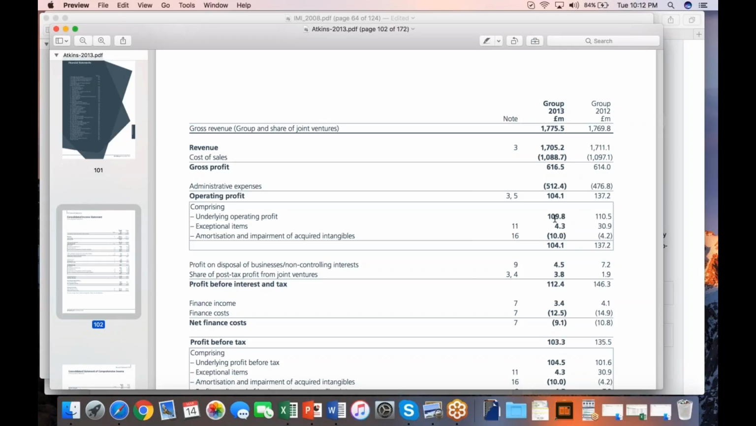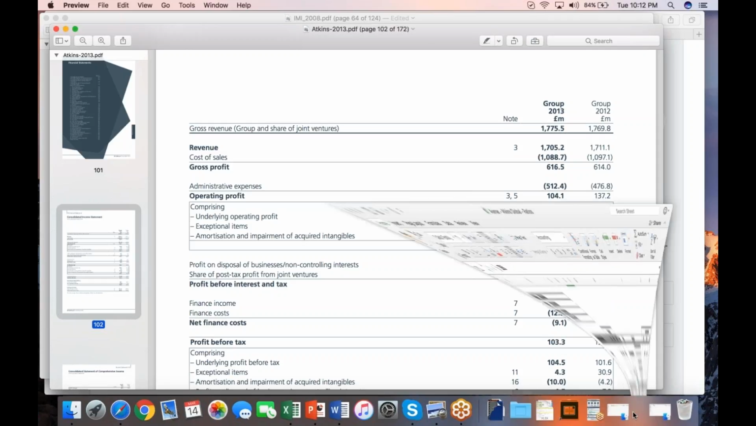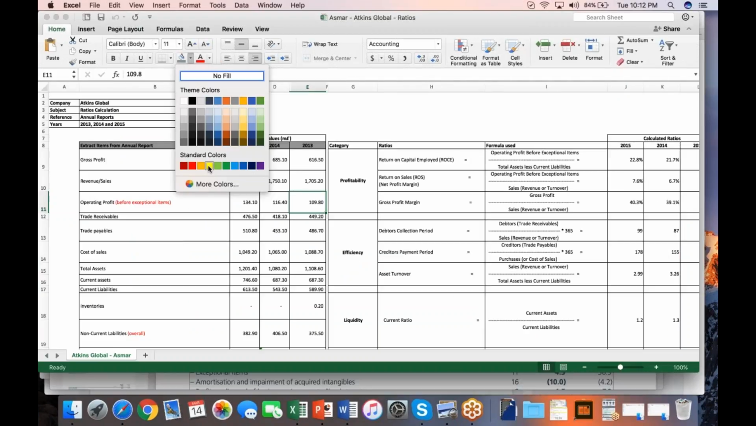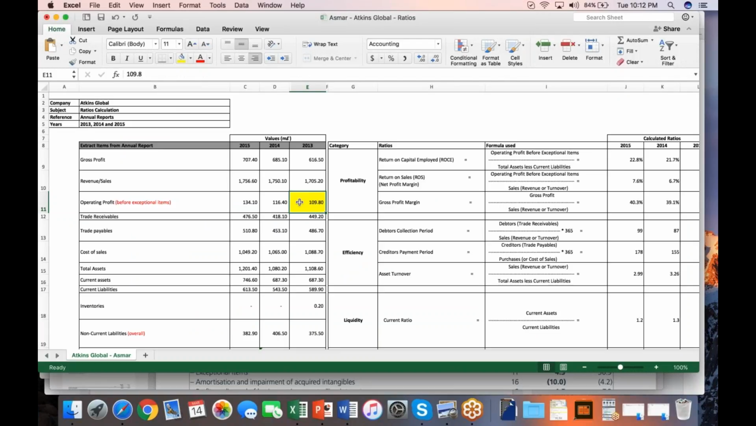Okay? Agreed? Okay, yes. And if you see my Excel sheet, I am taking 109.8 here. Let me just highlight 109.8 for 2013. But I think, Sami, this is again incorrect. Why? Because I have not included other income and other gains or hedges. Do you have any? So those, yes.